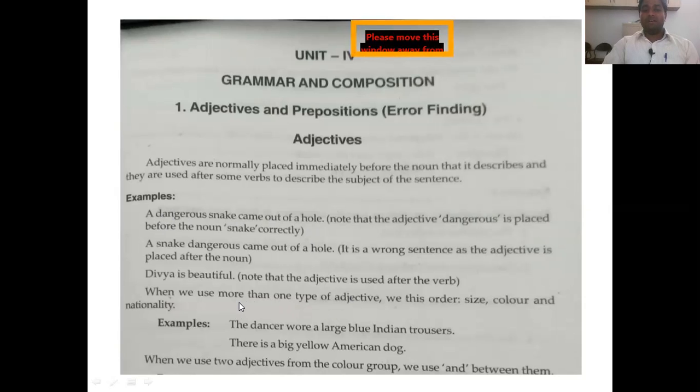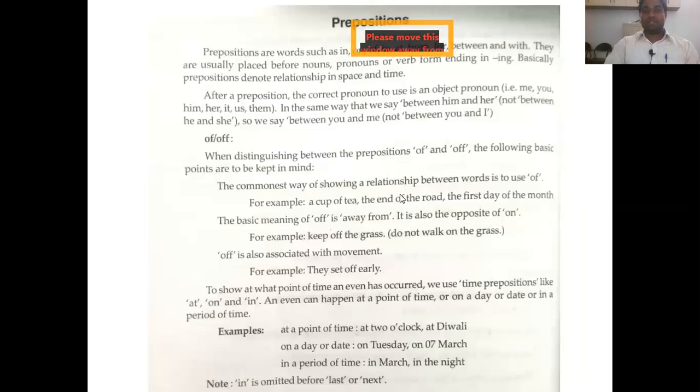For example, red color, blue color, yellow color, etc. We can also say the size. In size, some examples are small, medium, and large. Then nationality, for example, American, Indian, Asian, etc. When we use two adjectives from the color group, the placement between them is very important. So next we move on to prepositions.